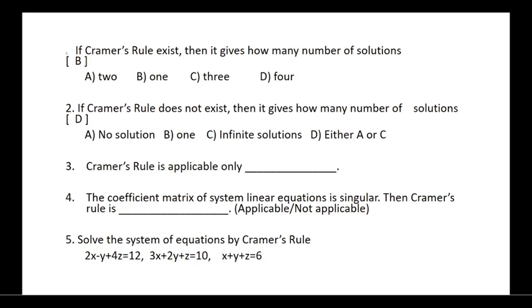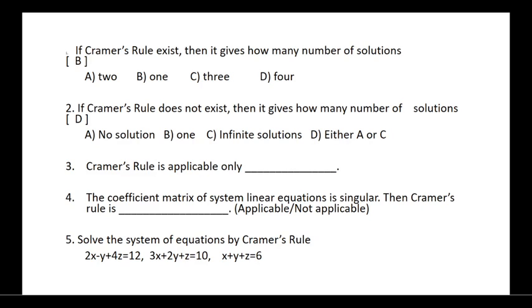Next, while solving the system of equations by Cramer's rule, always keep the constants on the right hand side. A constant is free from variables. Only a number appears; a term that does not contain any variable is known as a constant. If such a constant appears on the left hand side, shift it to the right hand side.